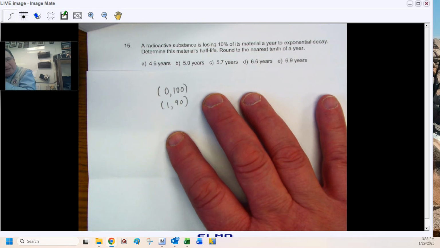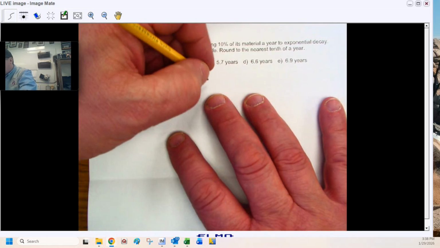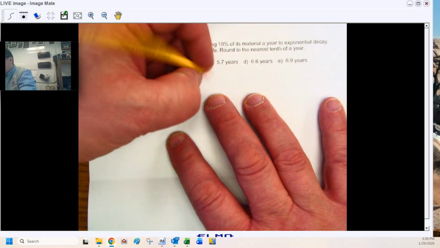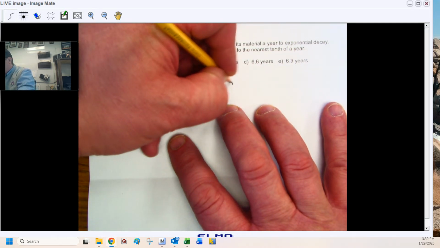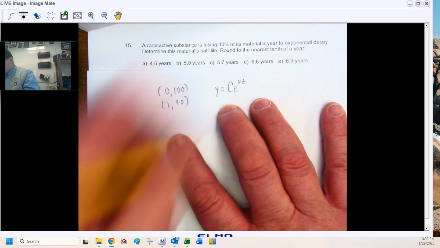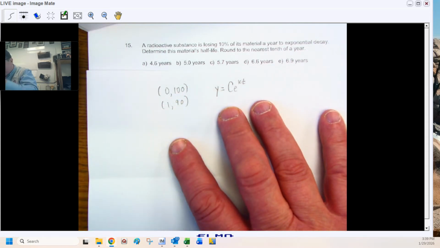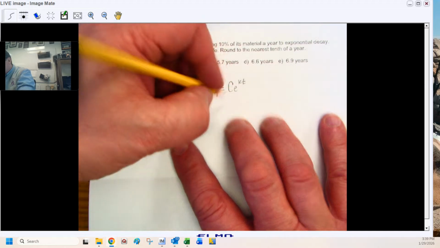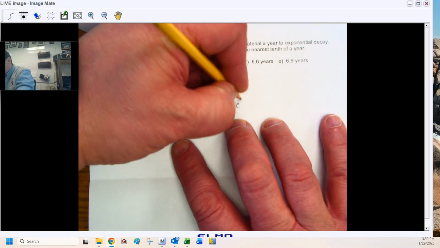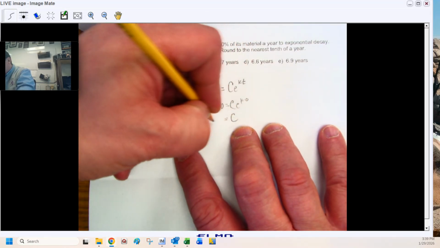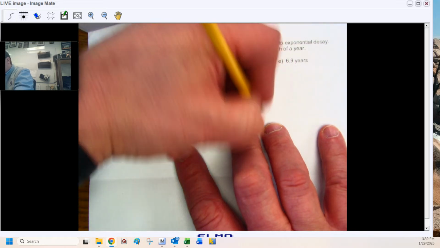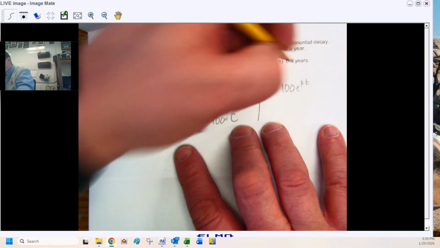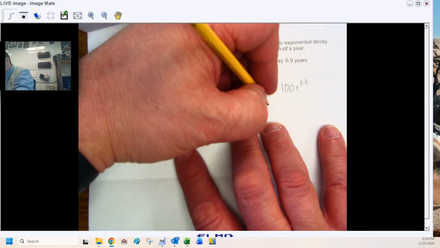We're going to take longer on this than we would on the contest, but I'll show you a shortcut at the end. So we say y equals Ce^(kt). C is definitely 100, because when t is 0, y is 100. So we have 100 equals Ce^(k·0). So C is 100, and y equals 100e^(kt). Now, we know that when t is 1, y is 90.